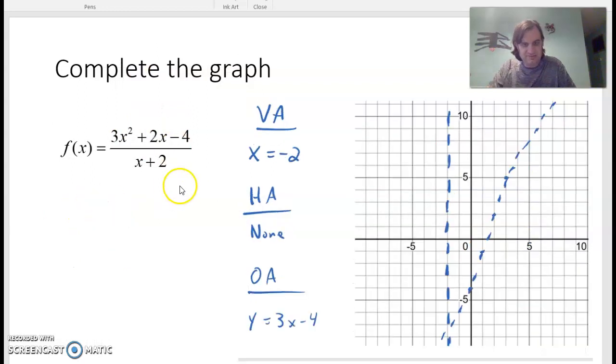So our last one here is 3x squared plus 2x minus 4, and that's all over x plus 2. We had a vertical asymptote at x equals -2. We did not have a horizontal asymptote, but we had an oblique asymptote at y equals 3x minus 4. So more or less, we've got a graph to the left of -2 and a graph to the right of -2. And in both cases, it has to get close to the oblique asymptote and the vertical asymptote.